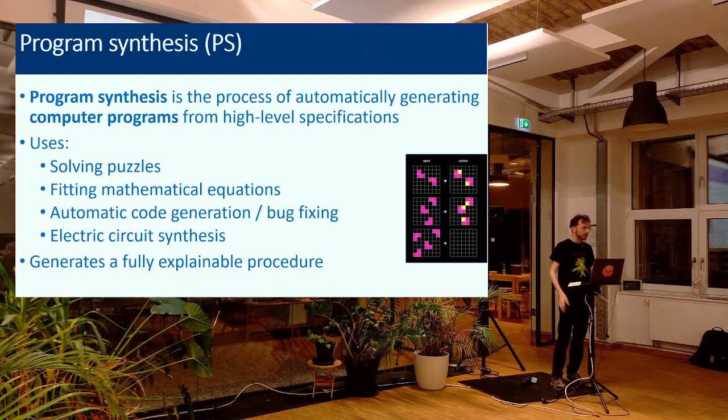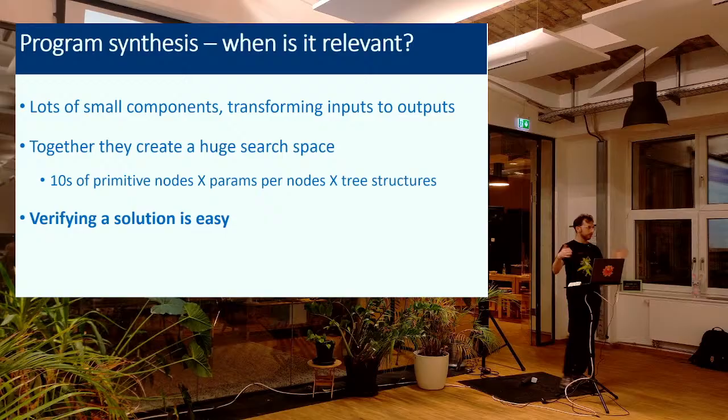So this approach of program synthesis is useful when we have a lot of these small components transforming inputs into outputs, and together they create a ridiculously huge search space. Because in Blender, as you've seen, there are tens of different primitive nodes. Every one of them has a few parameters, some categorical and some numerical. And you can make an infinite number of tree structures. So the search space is ridiculously huge, and you can really make any kind of texture. But once we've made one, verifying the solution is relatively easy. You can just check if that's the same texture. So if you have all of these conditions, program synthesis could potentially be useful.